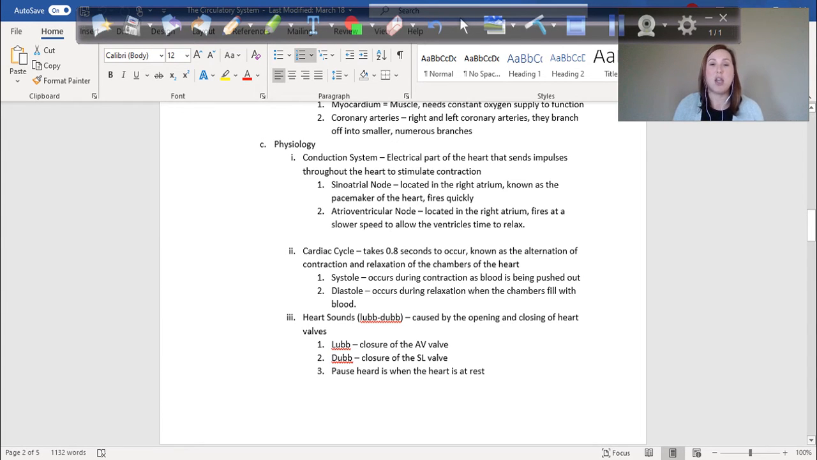So if we look at that entire cardiac cycle, it takes about 0.8 seconds to occur, which is really fast. But that cardiac cycle is the alternation of contraction and relaxation in those chambers of the heart. And this is where our blood pressure comes in. So if we talk about systole, that occurs during contraction when blood is being pushed out. So systole, contraction, blood goes out of the heart.